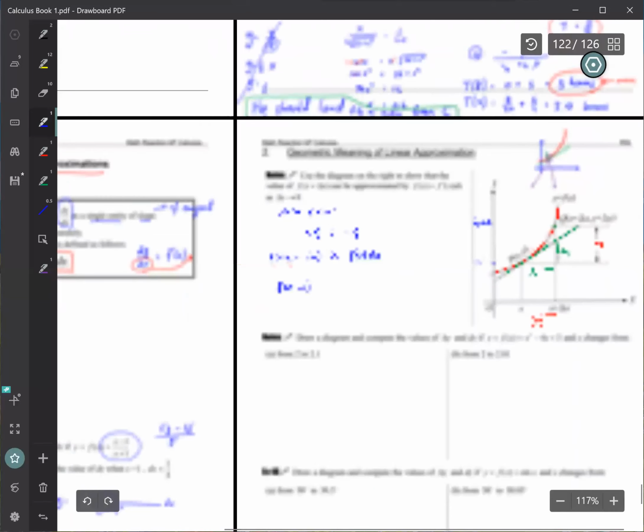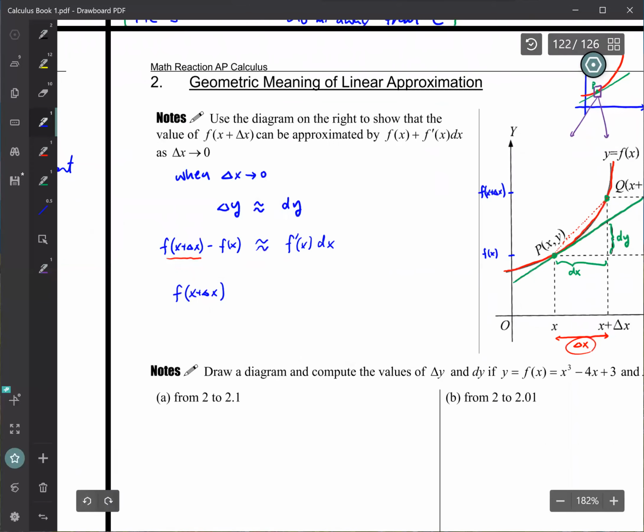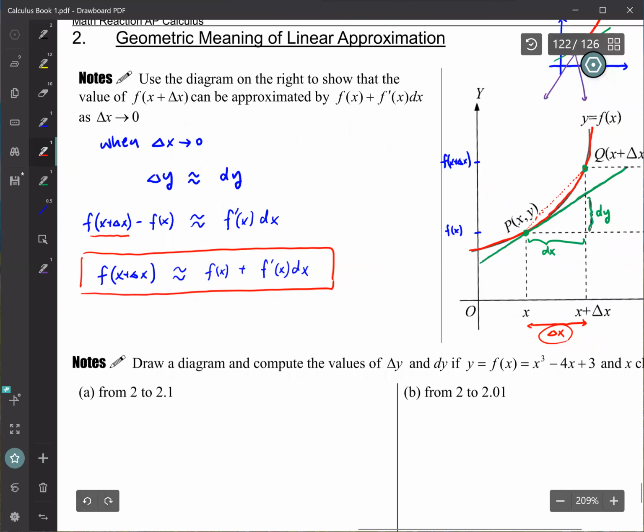dy is f prime times dx. That's for the tangent. And the left side is for the secant, okay? And when it's close to point P, they are almost the same. So now we isolate the red. The red part will be close to f of x plus f prime of x dx. So this is the formula we want to use for this chapter. And what does this formula mean?